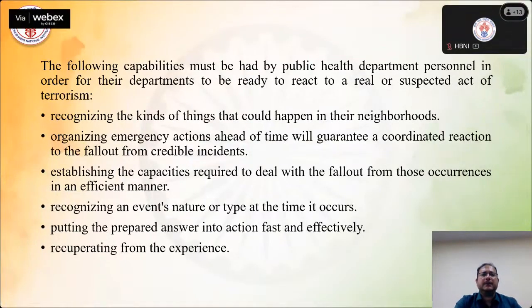The following capabilities must be had by public health department personnel in order for their departments to be ready to react to a real or suspected incident, not only public health, or you can say the disaster management department, in which the public health department also comes into the picture. The first thing is recognizing the kind of things that could happen in their neighborhood. Organizing emergency actions ahead of time will guarantee a coordinated reaction to credible incidents.